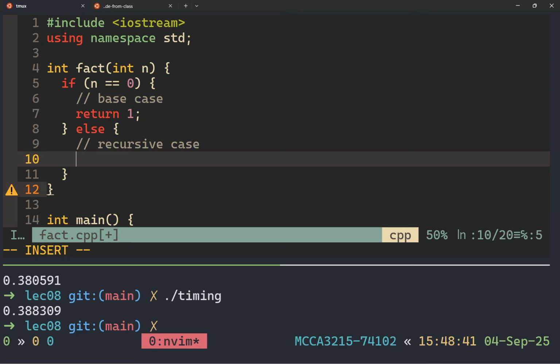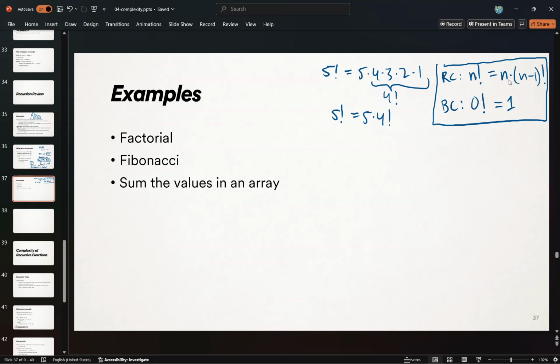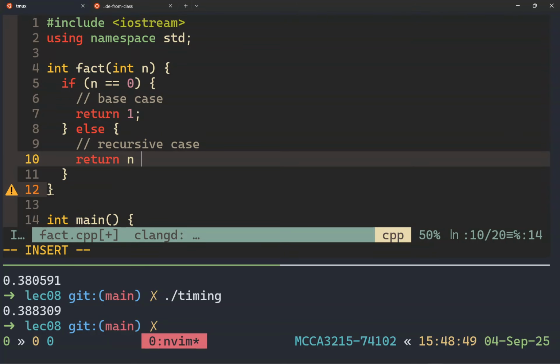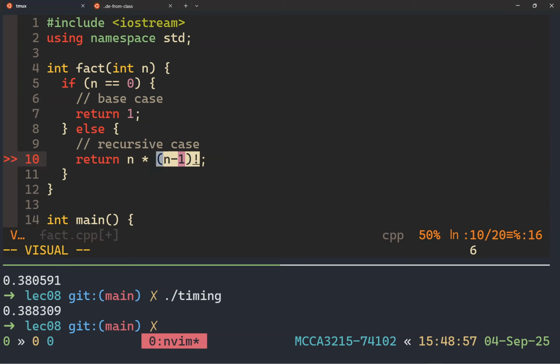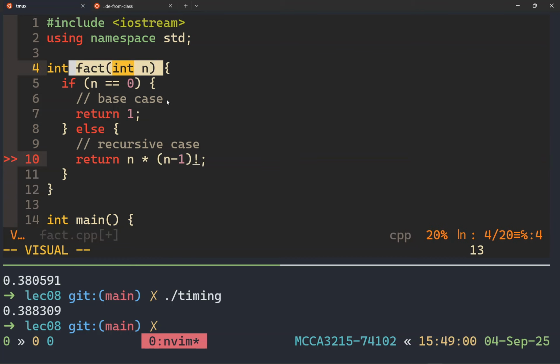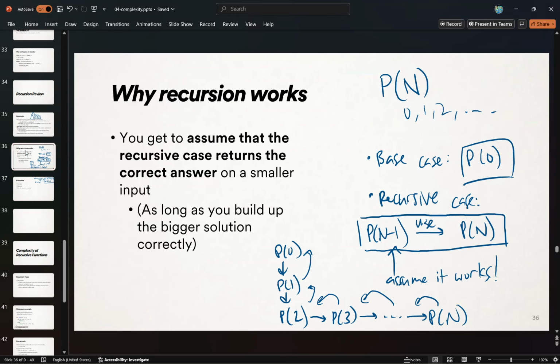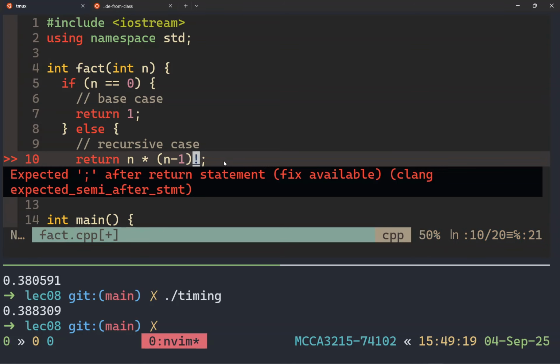Otherwise, I must be in the recursive case, hopefully, unless it's negative, then you have to worry about that. Let's pretend the user is only going to call with normal numbers. Then I need to return n times n minus 1 factorial. The way you get n minus 1 factorial is you notice that's a smaller version of the problem I'm working on. I get to make a leap of faith here, that's how recursion works, and just call myself. It's a smaller version of me. It really will make its way down to the base case and build up that smaller answer correctly. That's what we're banking on here, and it really will work as long as you do everything else right.